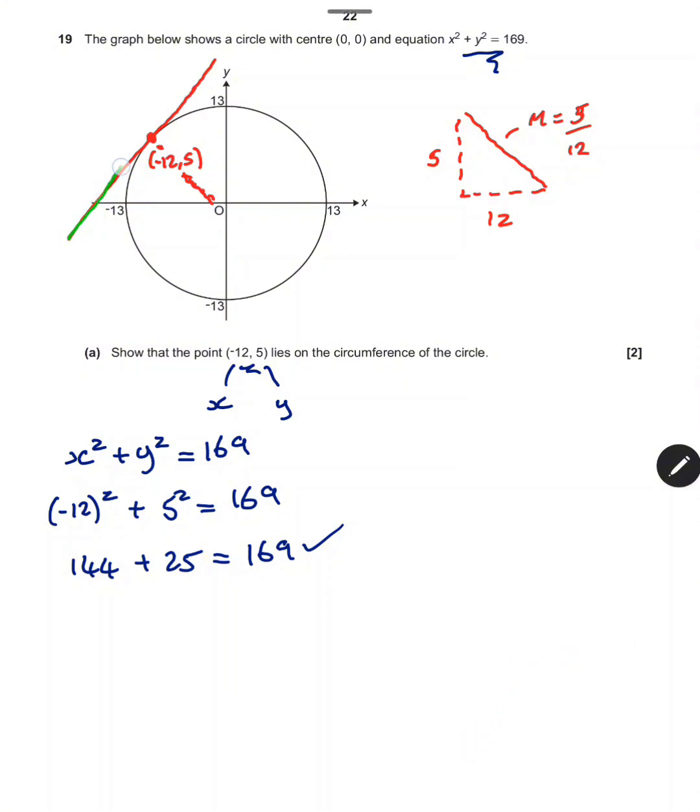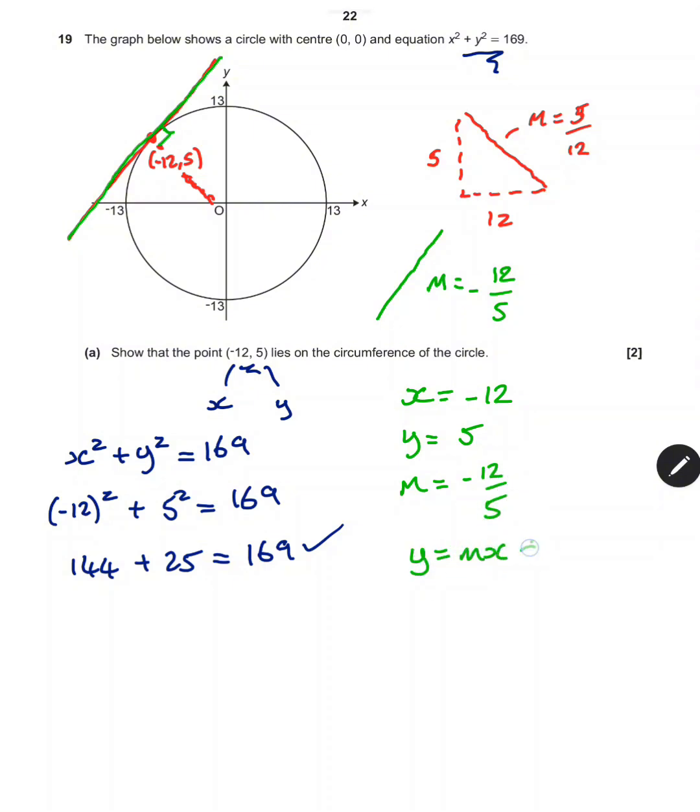I can turn that into the gradient of my tangent. These two lines are perpendicular. So if I'm now thinking about my green line, the gradient of that comes from flipping this gradient over and going from positive to negative or negative to positive. So the gradient of my tangent is minus 12/5. What we've got now is three things. We've got an x coordinate, which is minus 12. We've got a y coordinate, which is 5. And we've got a gradient, which is minus 12/5. We can substitute all of those into y equals mx plus c. And what we'll work out is the missing c.